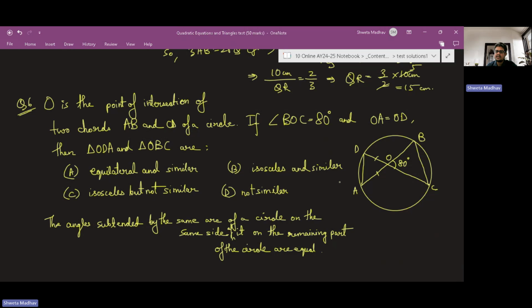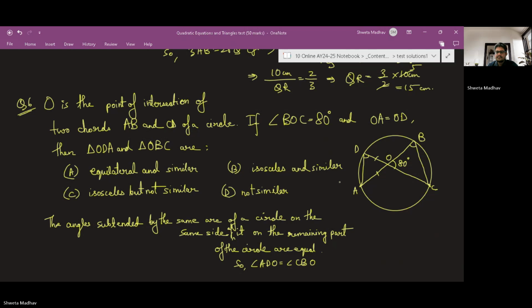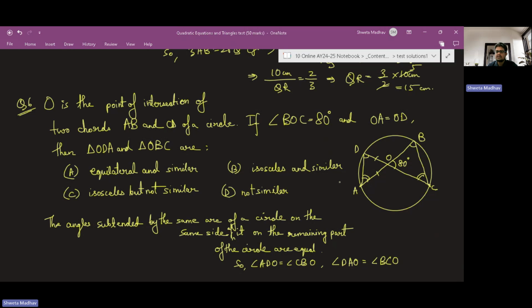So hence I can say that these two angles are equal. Angle ADO will be equal to angle CBO, since they are subtended by the same arc AC on the remaining part of the circle. Similarly, these two angles are equal, which means angle DAO will also be equal to angle DCO, since they are both subtended by the same arc BD on the remaining part of the circle.